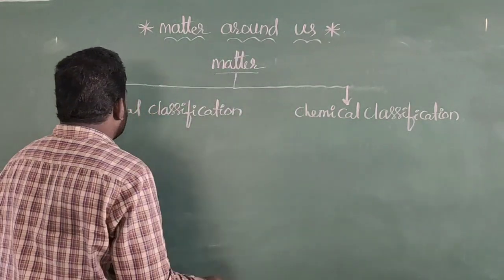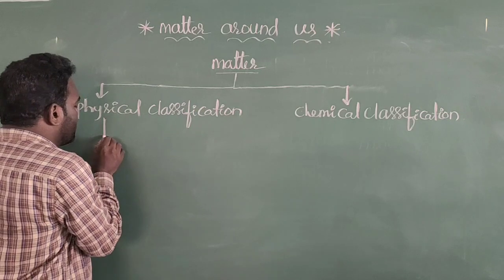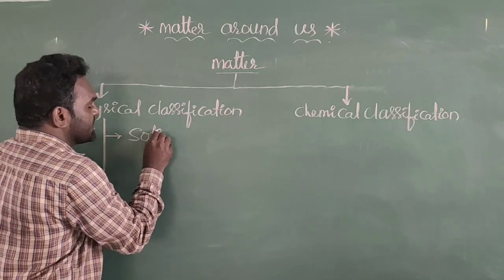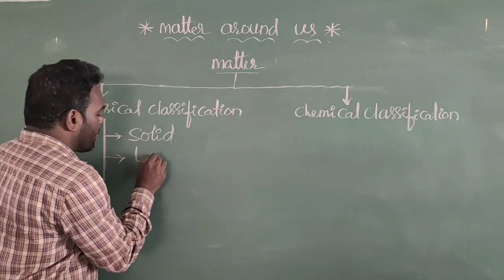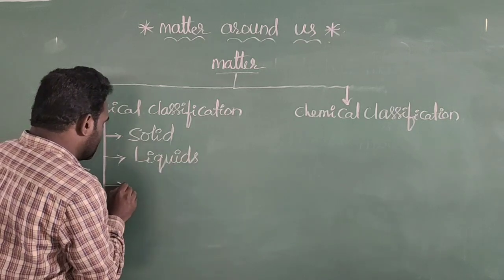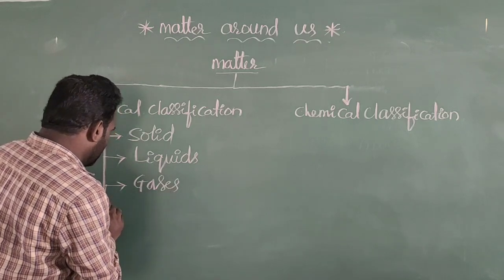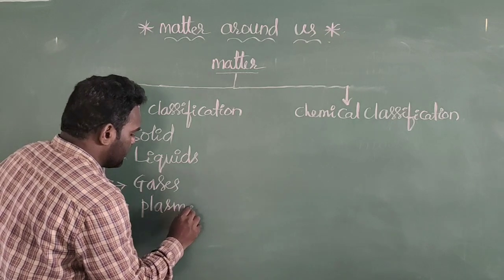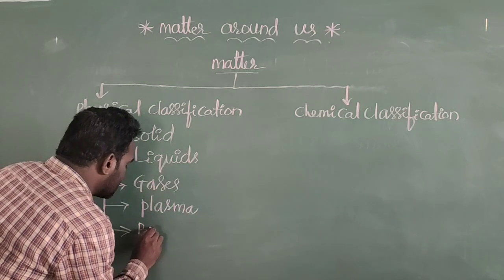So what is the physical classification? Here I am writing the physical classification of matter. The first one is called solids, the second one is liquids, the third one is gases, the fourth one is plasma, and the fifth one is Bose-Einstein condensation.